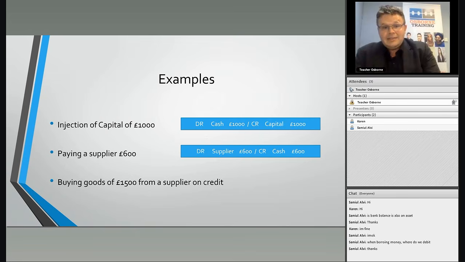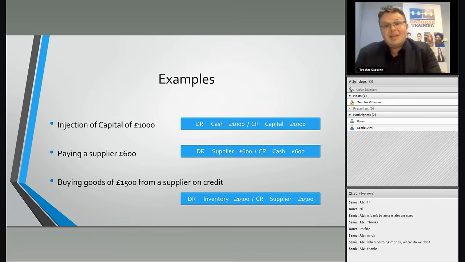Right. So finally, let's take a look at this final example of where we buy goods from a supplier on credit. So we've got to think about the two things that are going to be affected. So we've got goods coming into our business. So what are goods? Goods are assets. So our assets are going up, and we also have to think we now owe someone money. So our liabilities are going to go up.